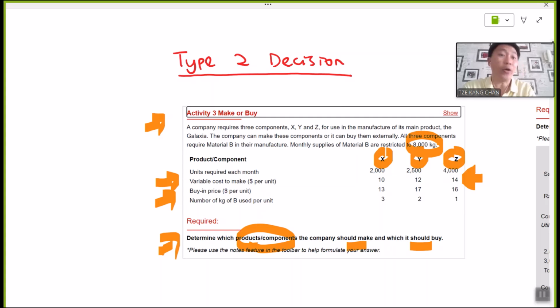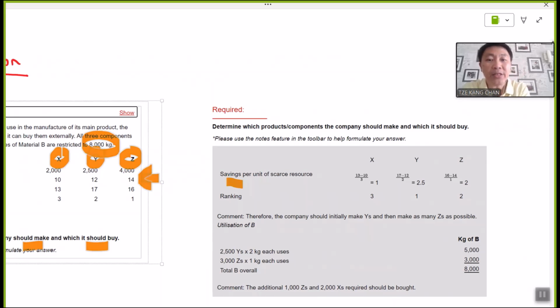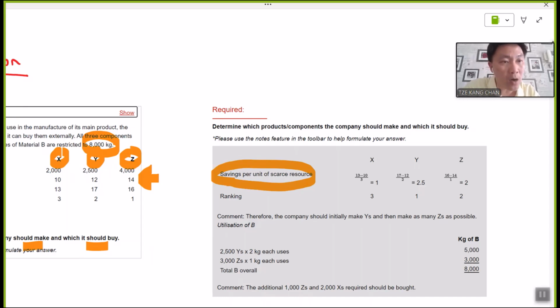Is that a problem? What you have to do is take a look at the units required and multiply by the consumption of material B. You will notice the requirement for B is way more than 8,000. So in the presence of this limiting factor, you may need to rank to allocate the limiting factor based on the saving per unit of limiting factor. So from this saving, that tells us, given the choice, we should allocate material B to make Y, followed by Z, lastly X.